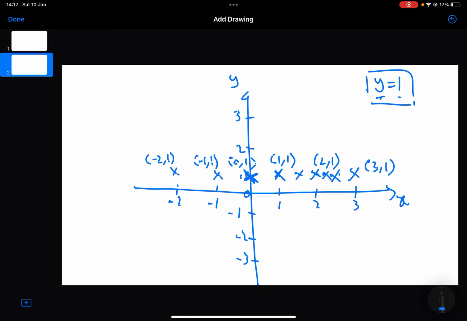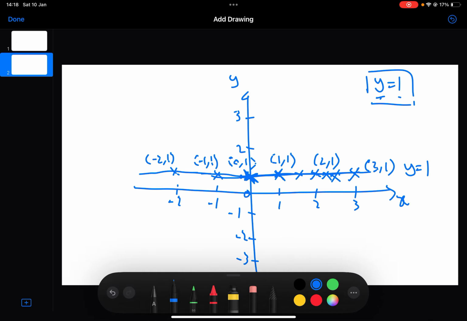That's why, if I join all these points together, all these points along this line, they all have y equals to 1. Which is why this line itself, we can call it y equals to 1. Which is also why your horizontal line has this equation. Okay? So if you understand this, then let's say I have another equation.